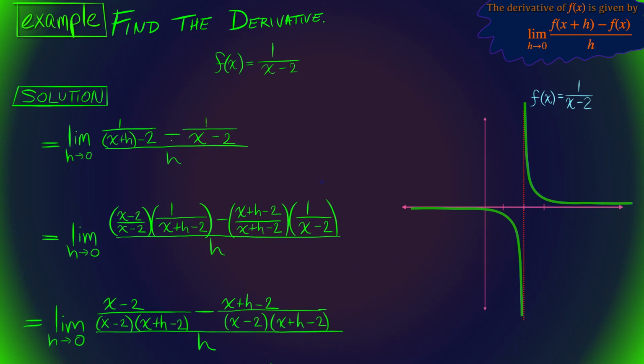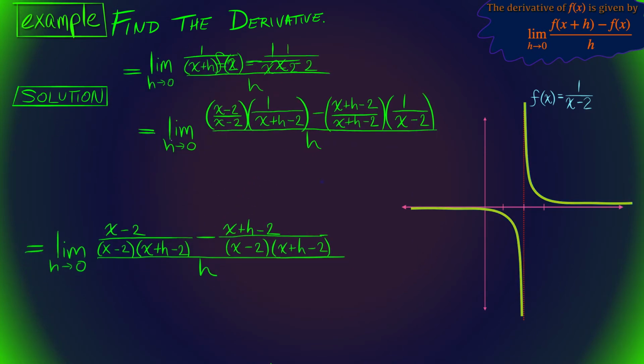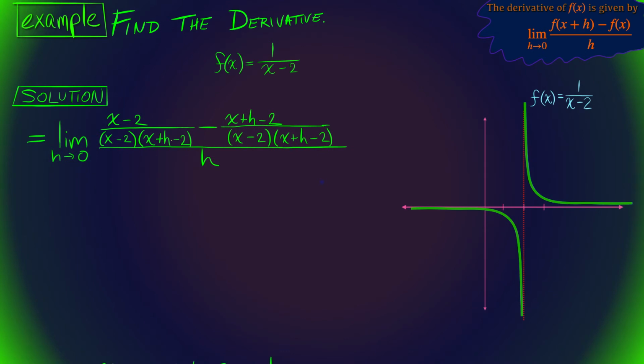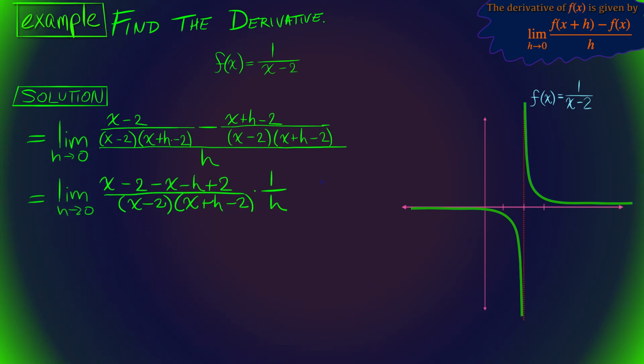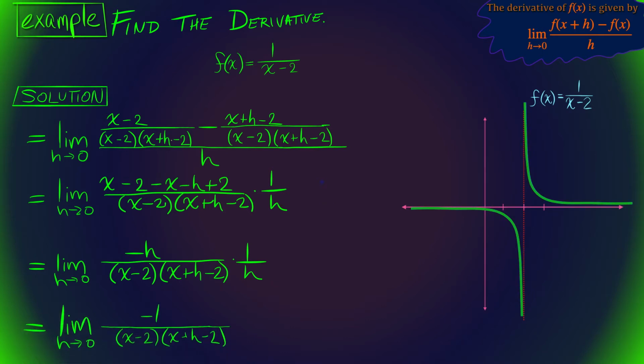We'll try to simplify that numerator there so we can get rid of the complex fraction. And instead of dividing by h, we're going to multiply by 1 over h. And this is what it looks like so far. If we simplify, the 2's cancel, the x's cancel. And we're left with negative h over x minus 2 times x plus h minus 2 times h. And those h's are going to cancel. And now we have this limit.